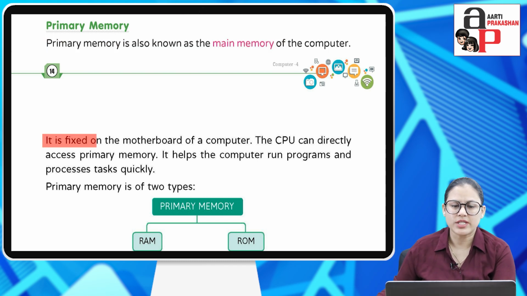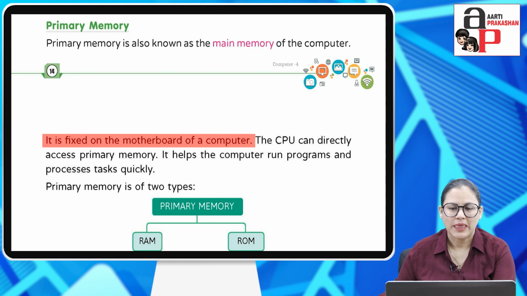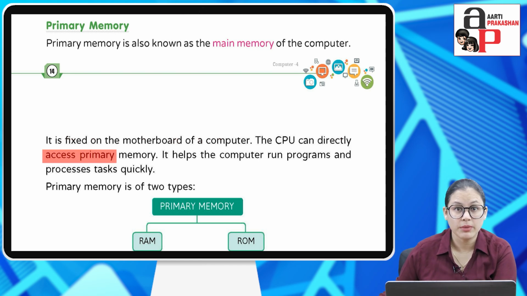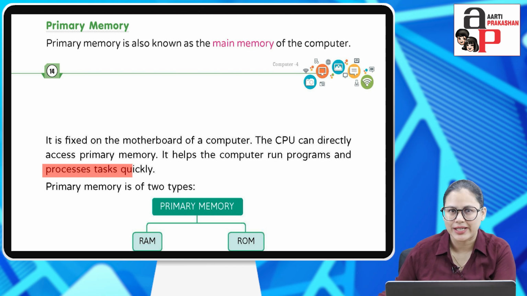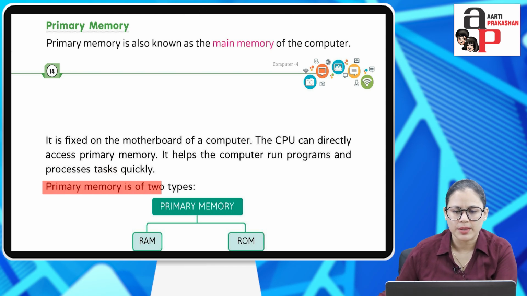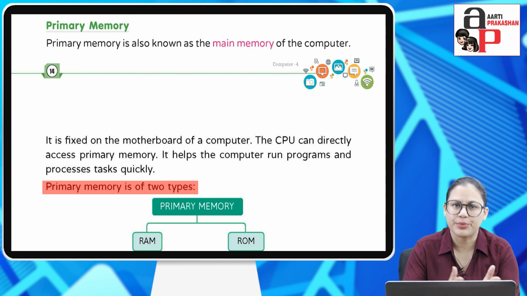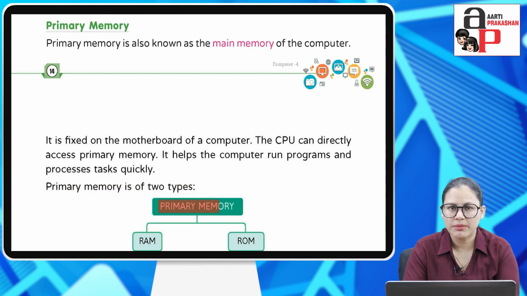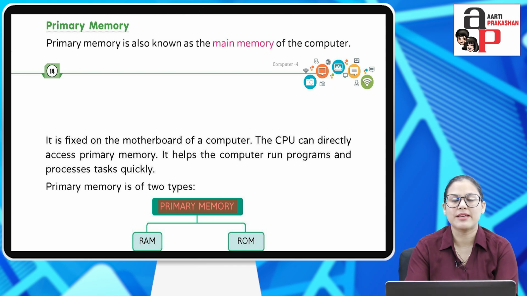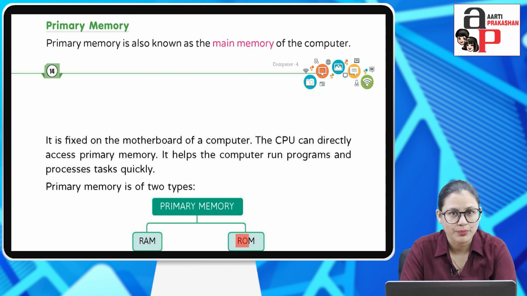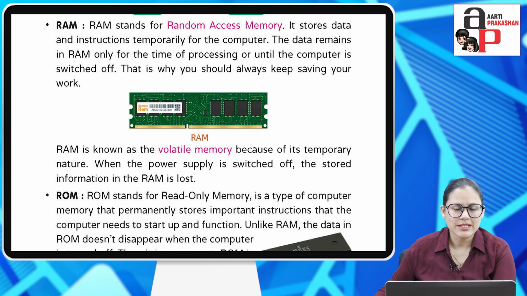It is fixed on the motherboard of a computer. The CPU can directly access primary memory. It helps the computer run programs and process tasks quickly. Now, first we learned about memory. There are two types of memory, primary and secondary. Primary memory is main memory, right? Now, primary memory is of two types: one is RAM and the other is ROM. Let's discuss in detail.